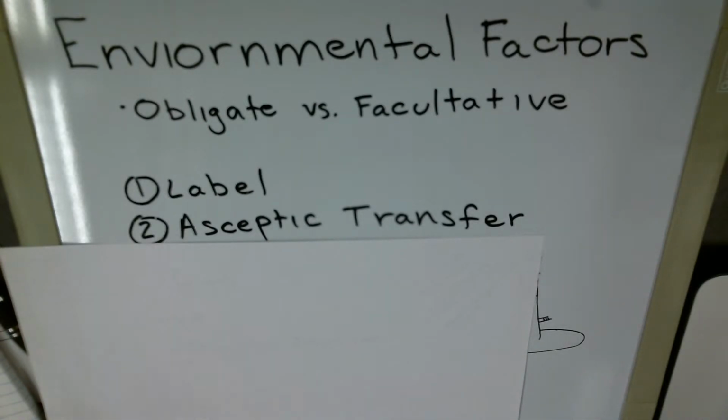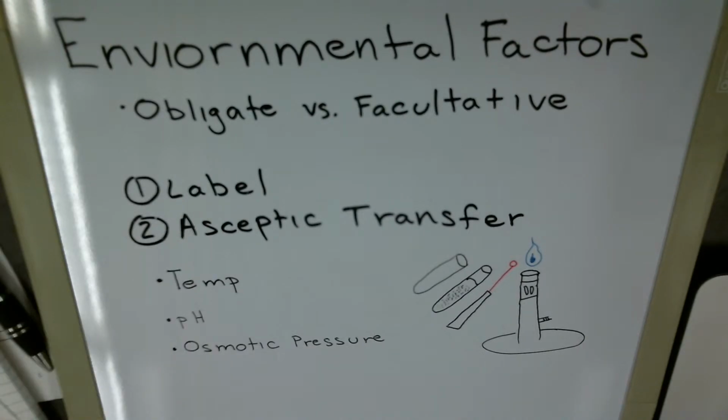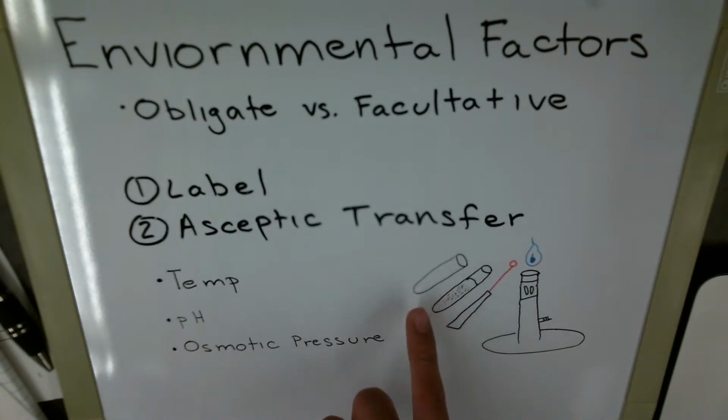So the aseptic transfer for this one's going to be a little different. You're still going to have your Bunsen burner, as you can see over here. You're going to still flame your loop. The difference in this one is that you're going to flame the test tubes, both the test tube that has the microbes in them and the broth that you'll be inoculating them into.